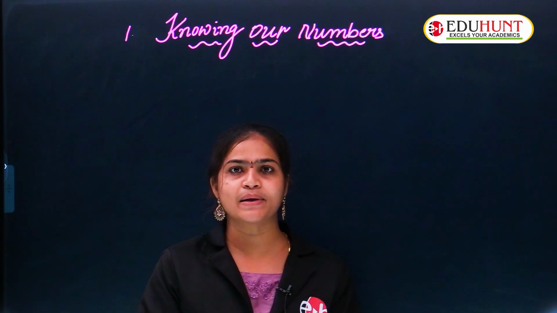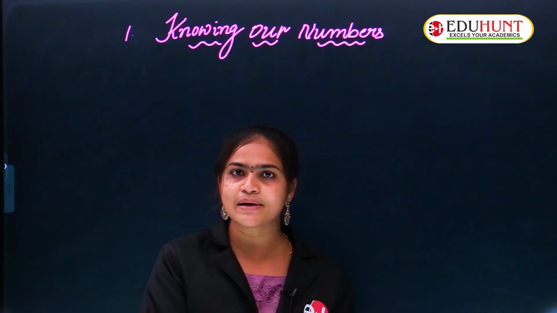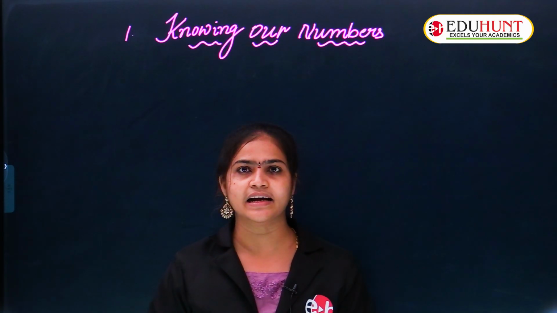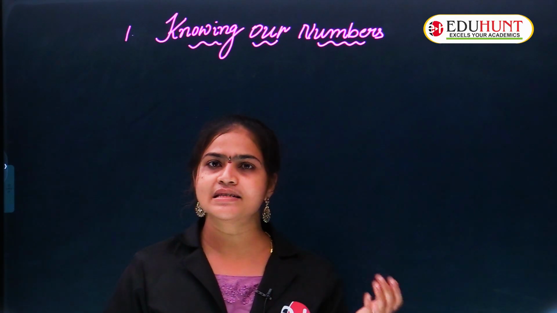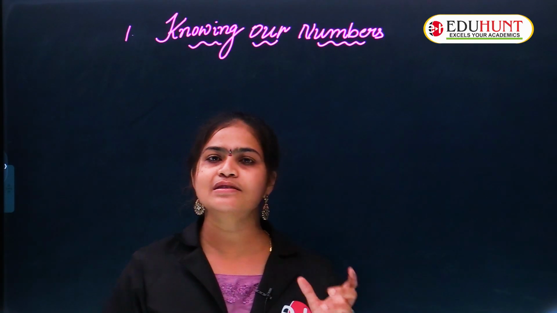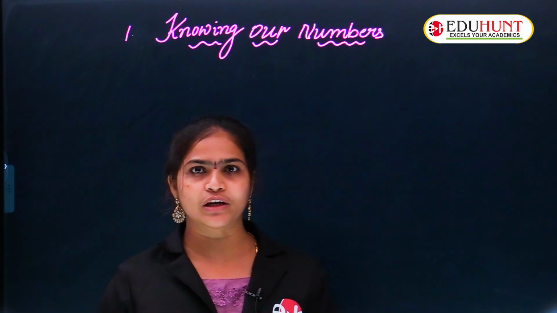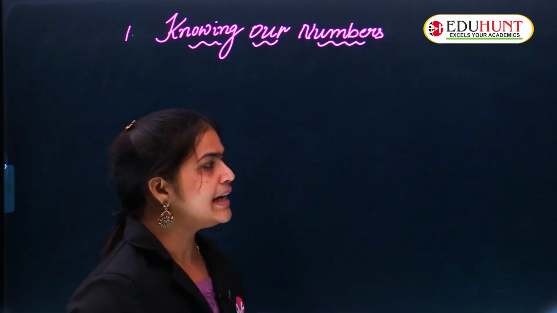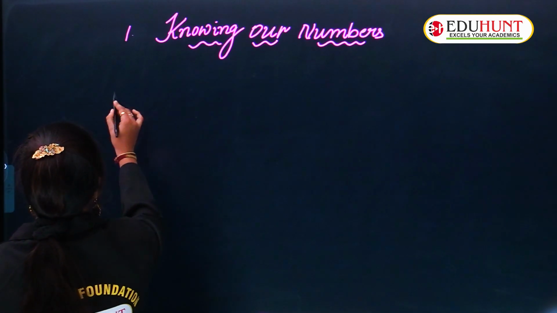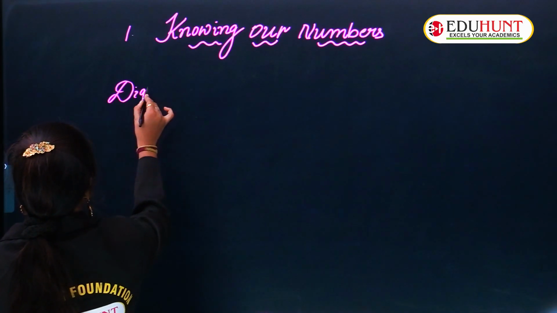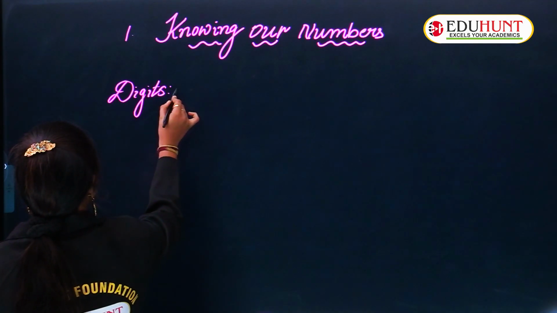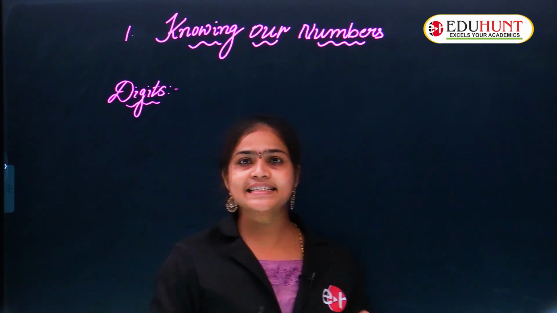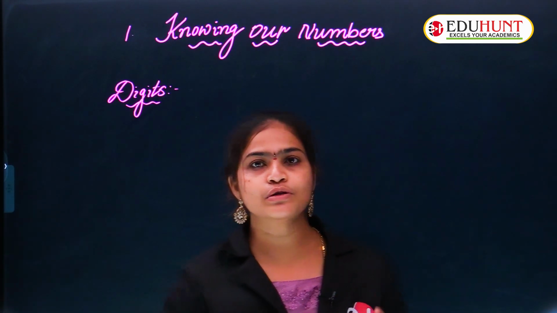In the same way, you will learn what a place value is, place value in the Indian place value system, and we have the international place value system. Along with that, we will learn about face value, successor and predecessor. These are all concepts we will learn in this video. Concept one is related to introduction. In that introduction, first we have digits.